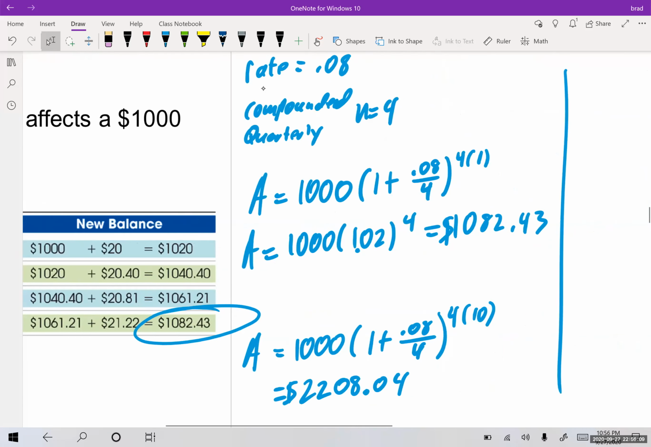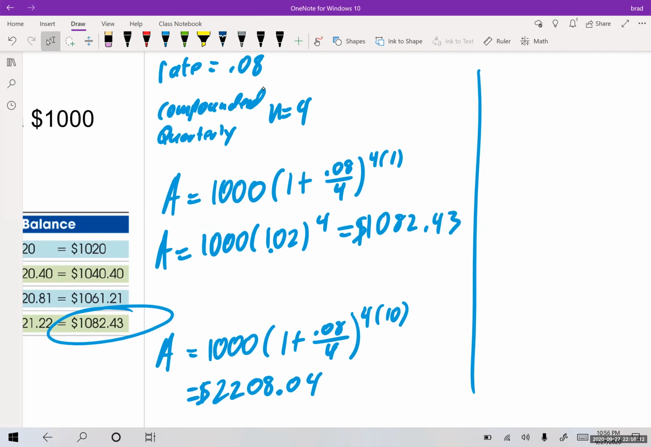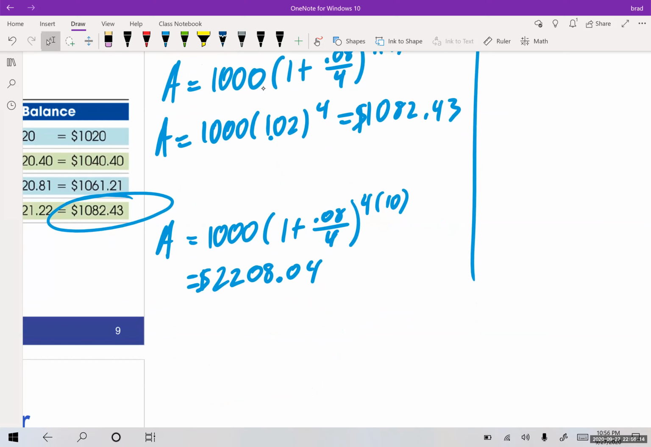So we see that it's going to take 10 years to get a little above double. So then I would say it's probably going to take like 8 or 9 years to double my money, but that would just be an estimate because I don't have logarithms to go back and solve for t.